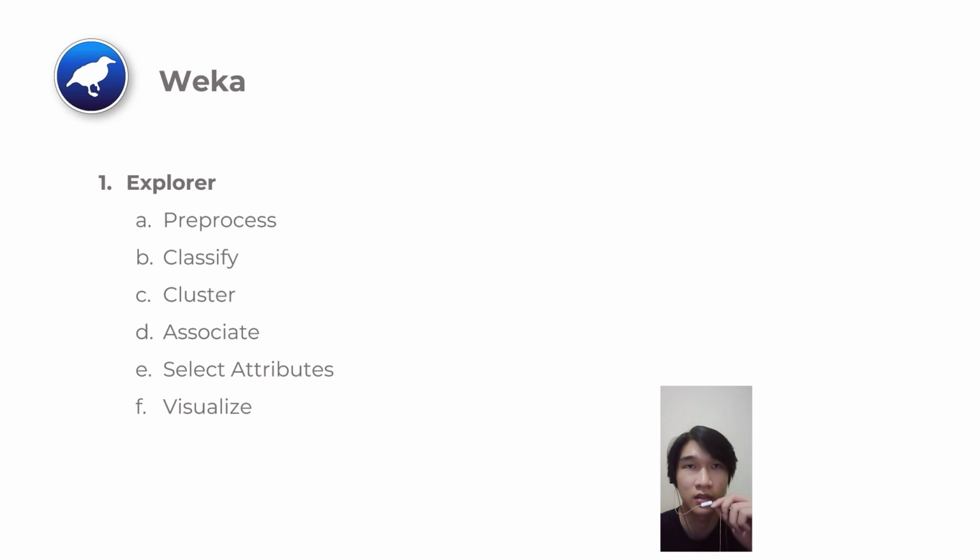The first one is Explorer and the pre-process. Pre-process allows the user to open the dataset to be analyzed. The opened dataset will display the attributes and totals of the dataset. The dataset used can be in the form of ARFF, CSV, etc. In addition, Weka allows users to use data in the form of a database or from URLs.